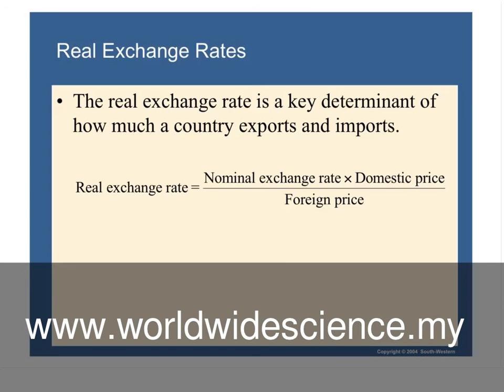That ratio is called the real exchange rate. A good example would be, let's say you're talking about a burger in Japan and a burger in the US. You take the nominal exchange rate for Japan, multiplied by the American price for a burger, divided by the Japanese price for a burger, and it shows you the real exchange rate for the US.